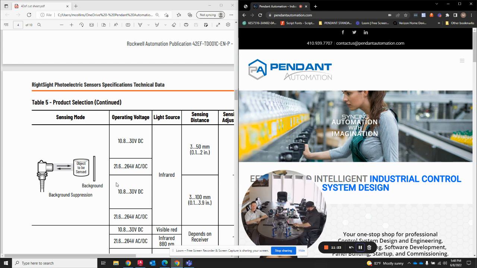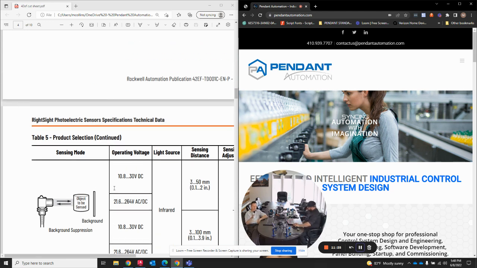Yep. Background suppression is essentially better than a diffused eye, but you need the background to reflect off of. And I've never tried a background suppression diffused eye without a background, because I don't want to spend the extra money if I know I'm not going to have those finite constraints. I wouldn't go with that kind of option on that sensor if I was just looking up through, say, the bottom of a conveyor.